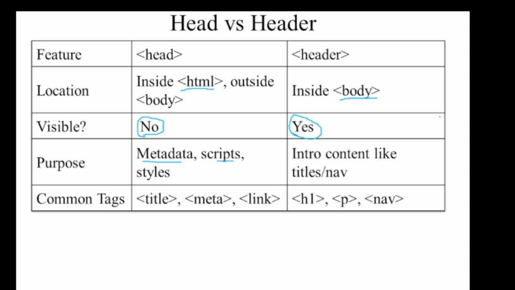What is the purpose of header? To introduce content. It introduces content like the title and the navigation. That's the difference based on their purpose. The common tags we include in head are title, meta, and link. For some redirection, you can use this link. The common tags we use in header are heading 1, meaning we can use large-size text, and the other one, navigation. This is the difference between head and header. Please identify head from header.